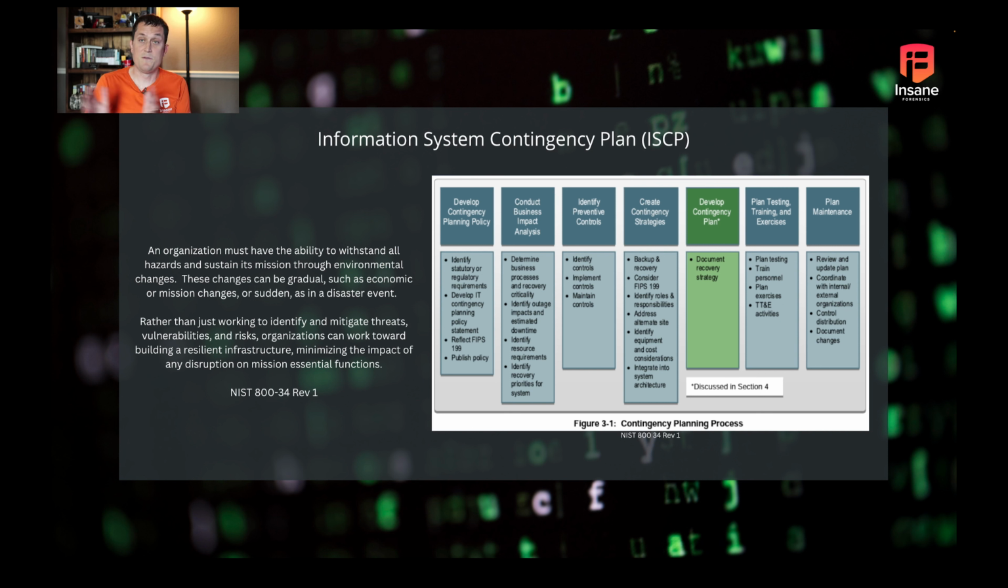What you see on the right here is the process for developing the information system contingency plan. It starts out with developing the policy, identifying regulatory requirements, developing the IT contingency planning, looking at policy, looking at everything going into this. Then what you do is a business impact analysis. Actually, on the next slide, we'll look a little bit at what that looks like. They have a really good graphic for that. You then create contingency strategies, what you're going to do, tailored to the controls and to the realities of your environment.